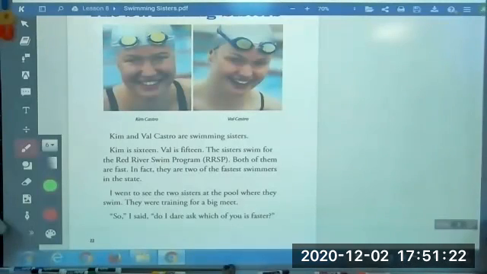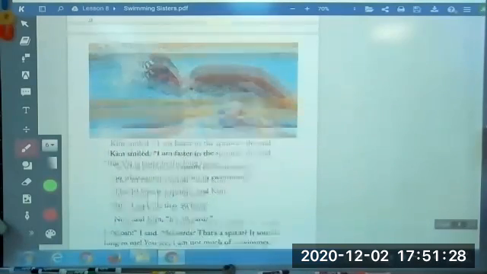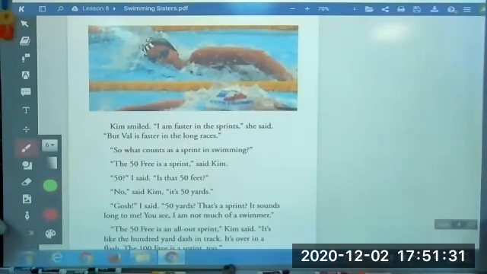So, I said, do I dare ask which of you is faster? Kim smiled. I am faster in the sprints, she said, but Val is faster in the long races. So what counts as a sprint in swimming? The 50 free is a sprint, said Kim. 50, I said. Is that 50 feet? No, said Kim. It's 50 yards. Gosh, I said. 50 yards? That's a sprint? It sounds long to me. You see, I am not much of a swimmer.